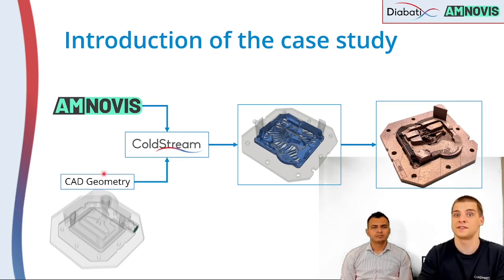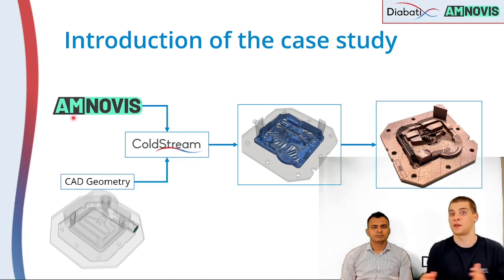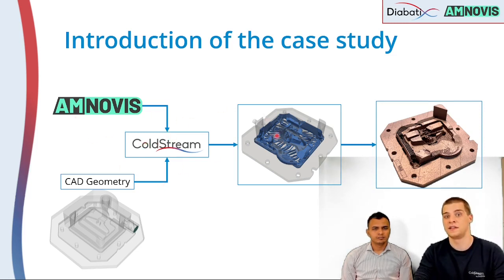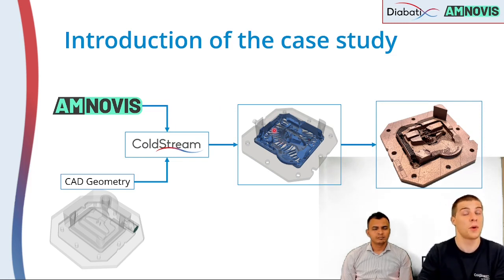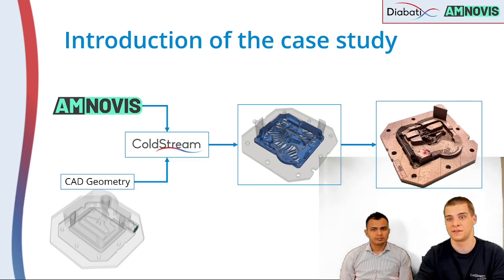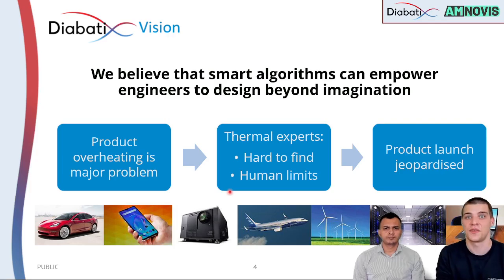The second set of information is all the manufacturing boundary conditions specified by Amnovis, so the powder density, how thick the structures can be, etc. Those sources are taken into account by the generative design tool, and a printable design is then spit out. The printable optimized design is then returned to you by ColdStream. That printable design is then passed on to Amnovis to be printed, and the resulting design can be seen here on the right. Let's start with Diabatix's vision.